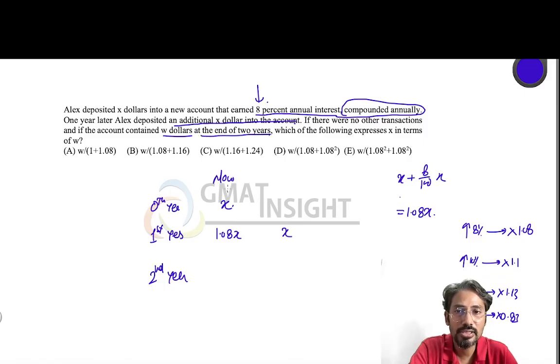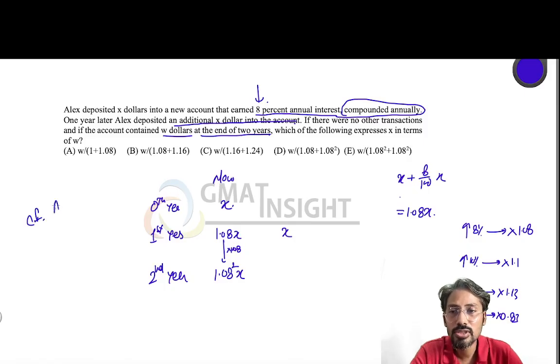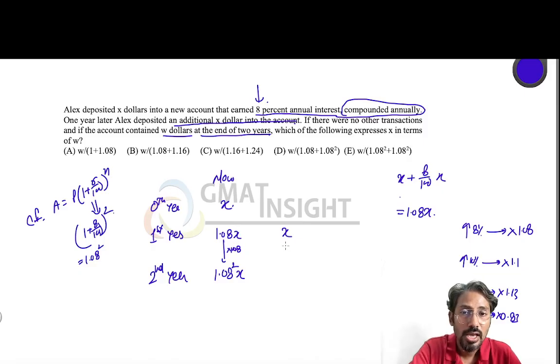So at the end of the second year, the initial amount would become 1.08 squared x. Why did it become 1.08 squared x? Because you again have to multiply this amount by 1.08 in order to increase it again by 8%, because it's compound interest. The compound interest formula, if you see, is amount equals principal times (1 plus rate over 100) raised to the power n. So here this part is 1 plus 8 over 100. For 2 years it becomes the power 2, that means 1.08 squared. That's what we are using here. And the second amount becomes 1.08x because on this amount only 1 year's interest has been calculated.